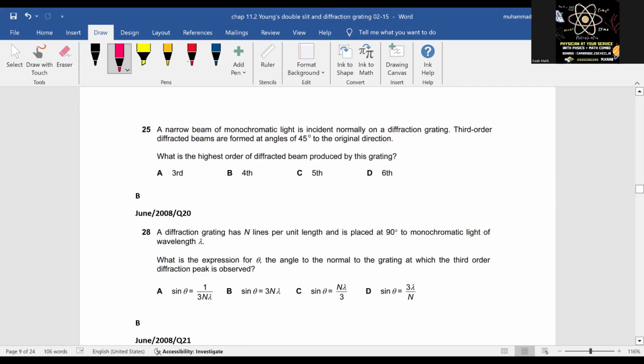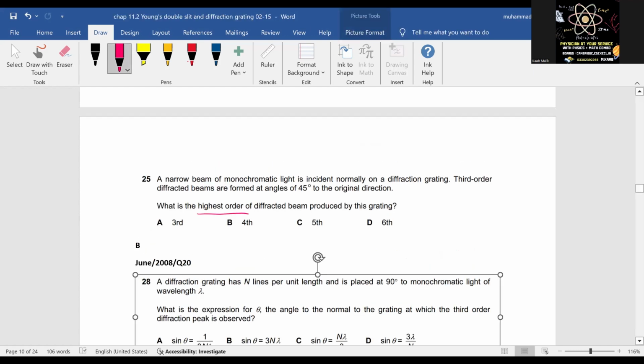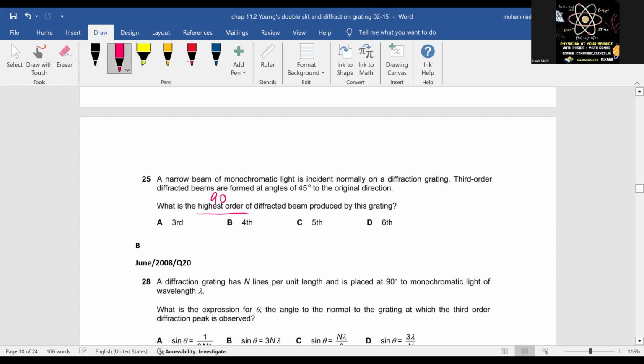So this one, Irfan, you try. A narrow beam of monochromatic light is incident normally on a diffraction grating. Third order diffraction beams are formed at angles of 45 degrees to the original direction. What is the highest order of the diffracted beam produced by this grating? Can you tell me the angle at which the highest order forms? 90 degrees, right? Very good.